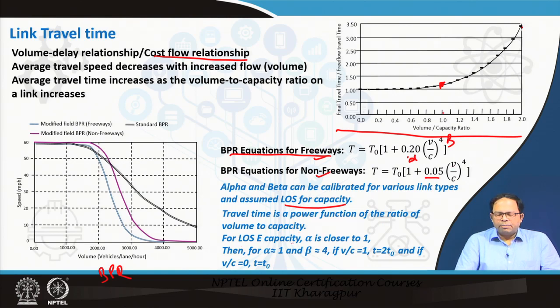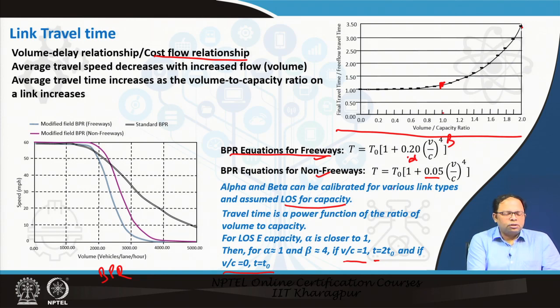And for LOS E capacity, LOS E means a lot of volume compared to capacity, many more times the volume. In that case alpha is closer to 1 and beta is closer to 4, and when V by C is equal to 1, we see that travel time becomes 2 times the free flow time. Here we are seeing 3 times, but here we can say travel time becomes 2 times. And if V by C is equal to 0, then travel time is equal to T0. That is what we can see.